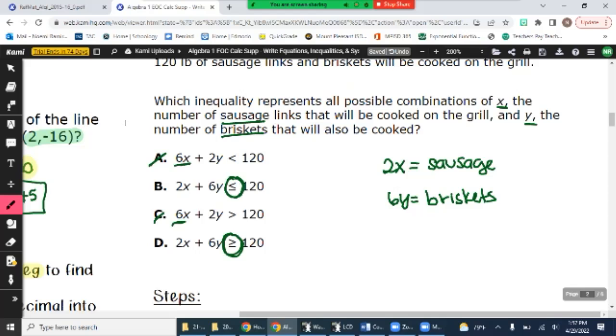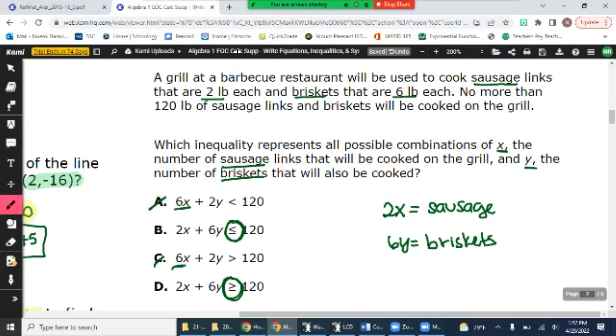So I need to find those keywords. What are my keywords here? No more than. Let's say your mom sends you to the store and she tells you you can spend no more than 20 bucks. If you cannot spend more, that means you have to spend less. And B has that less than symbol.